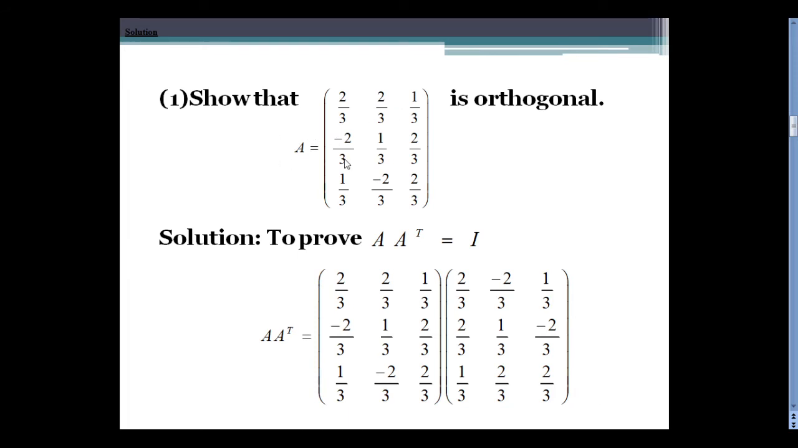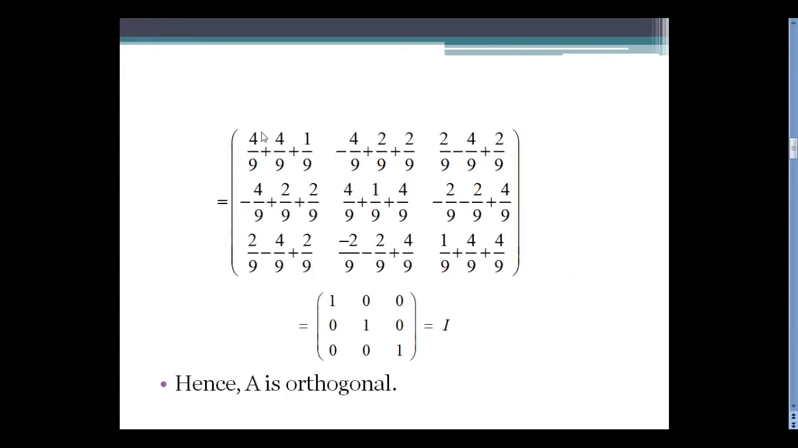Next problem. In the same way, a matrix A is orthogonal and you want to prove that A into A transpose is equal to I. Now take the A matrix and find out what is A transpose, converting all the rows into columns and columns into rows. Now checking the product, we get all the values, that is nothing but I, hence A is orthogonal.